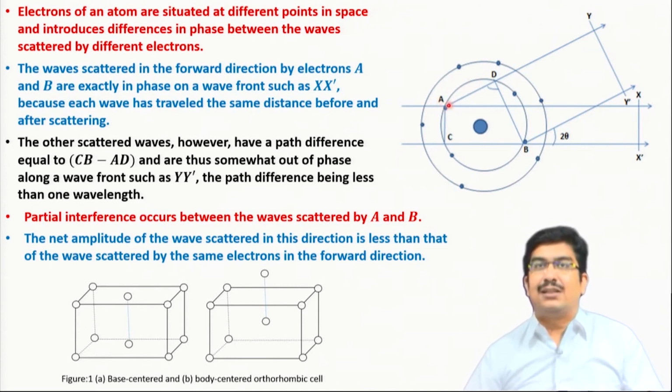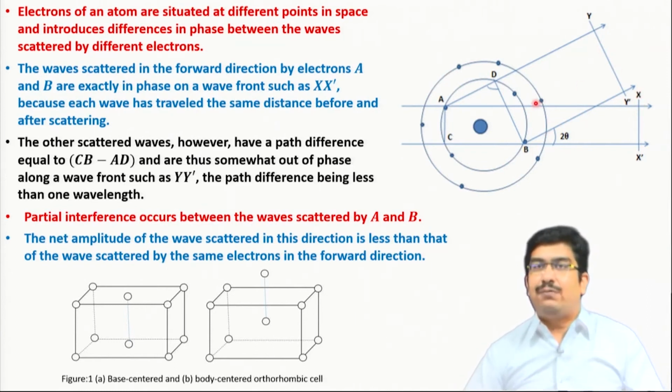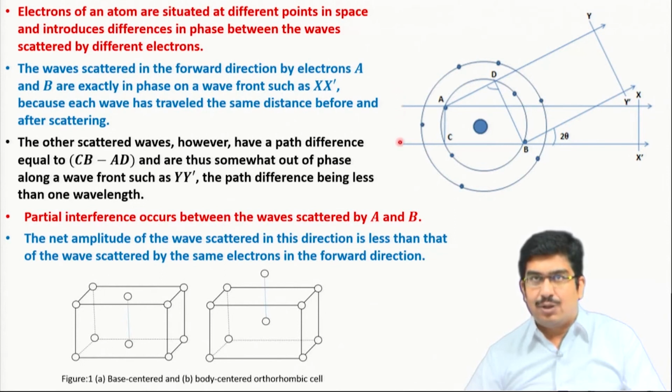Let us imagine that we are considering two electrons, A and B. The incident X-ray beam causes a scattered wave from A, and when it interacts with B, it generates another scattered beam. If we measure the intensity in the forward direction, that means if we just sum up these two waves, basically they will be in the same phase because these waves travel the same distance before and after the scattering. Let us imagine that this is a source.